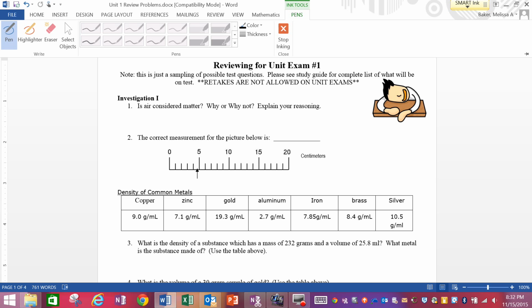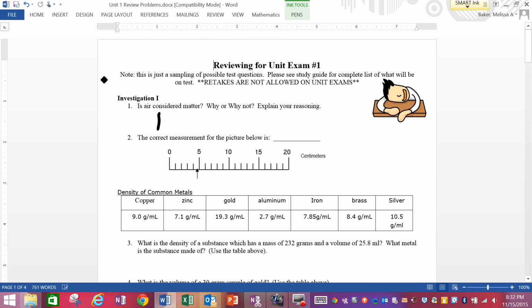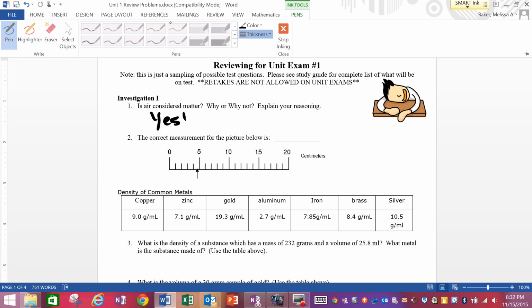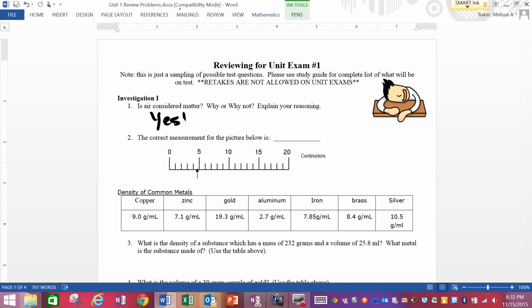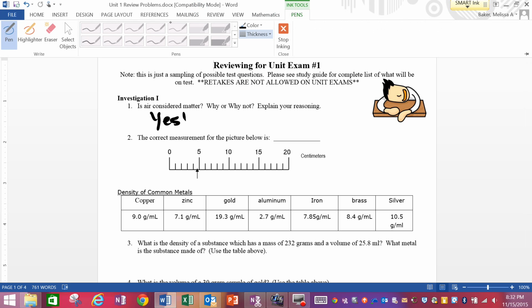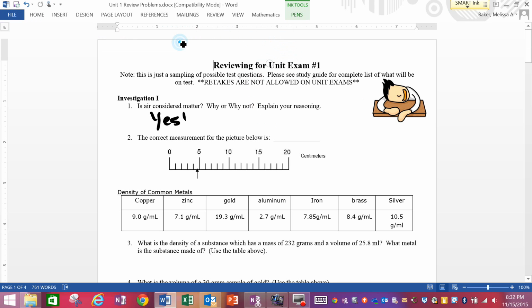Number 1, is air considered matter? Of course air is considered matter. Think about what air is. It's gases like nitrogen, oxygen, argon, things like that. So it's definitely matter, and a good way to use a definition would be it has mass and takes up space. Small amount of space, small mass, but nonetheless air still has mass and takes up space. Think about blowing up a balloon.